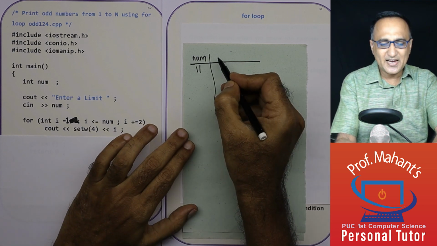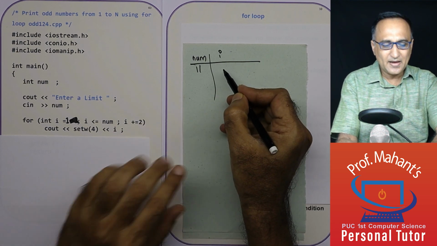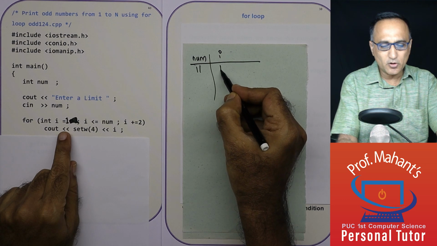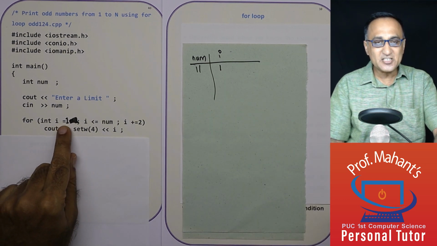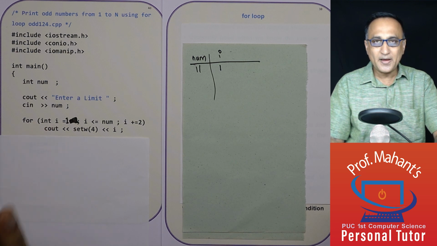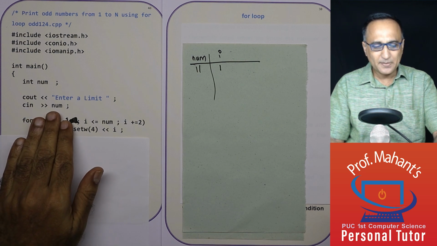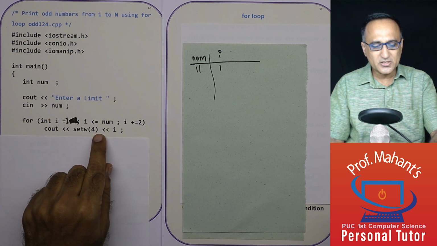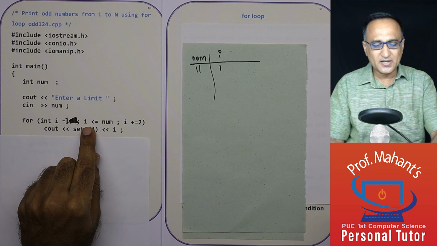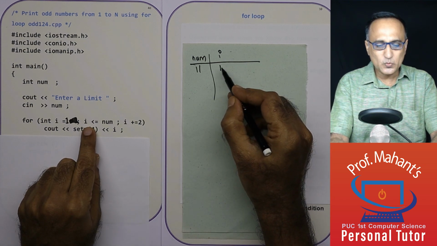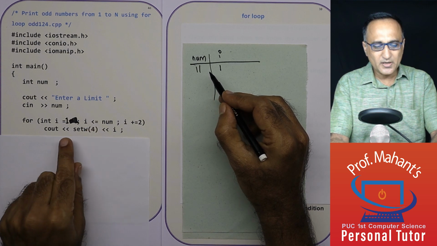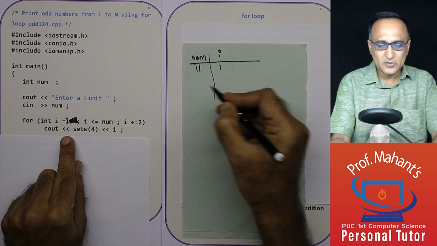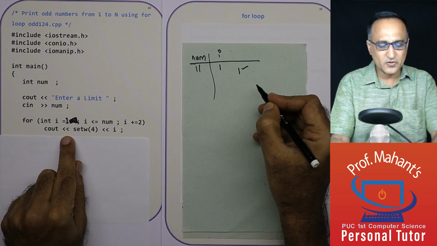So I have taken another variable called I and given it the initial value 1. This declaration of I and the initialization in a for loop happens only once, and that is the first time. After that, before it executes this statement, it will check the condition. Is 1 less than or equal to num? It is true. Since it is true, it will print the value of I, so it will print 1 on the screen.